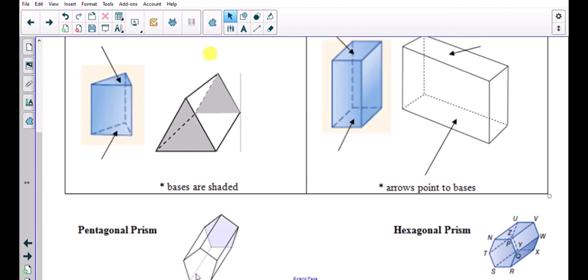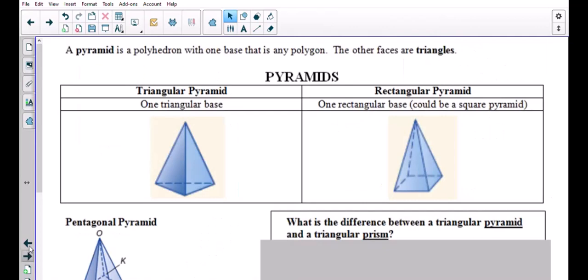Everything else, by the way, will be rectangles. You might notice that all the other faces, all the other flat surfaces will be rectangles. We're not really going to do a lot with pentagonal or hexagonal prisms, but I did want to show you what they look like. A pyramid is a polyhedron, all flat surfaces, with one base that can be any polygon, and we name it based on its base again.